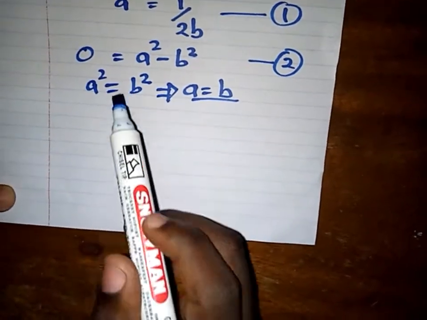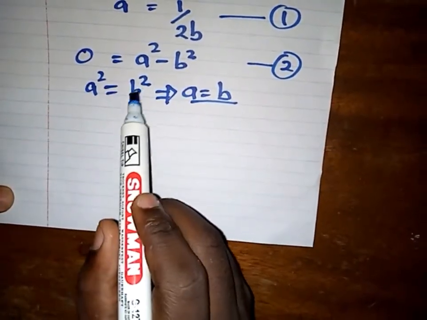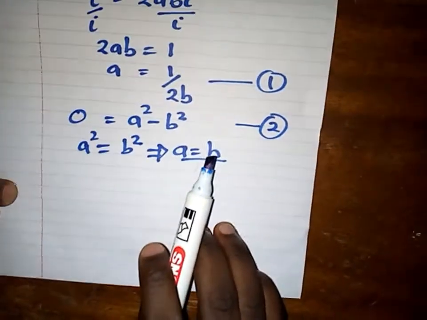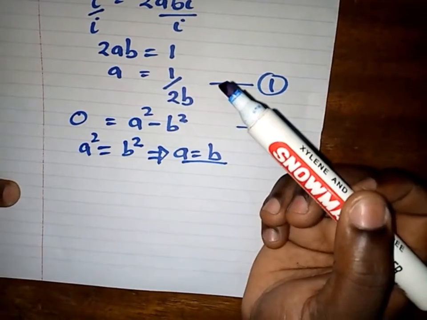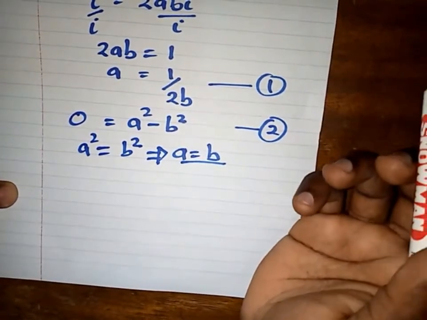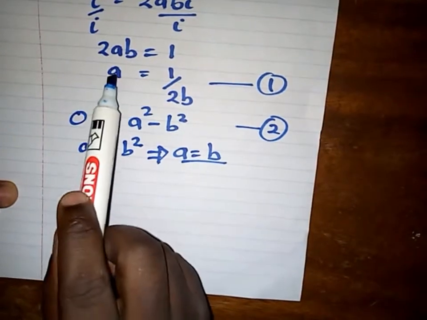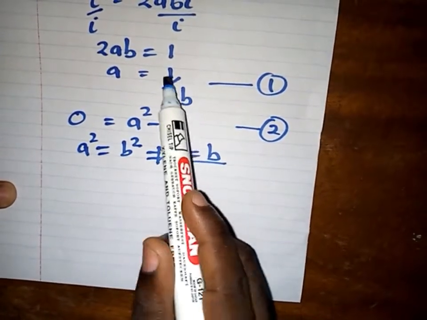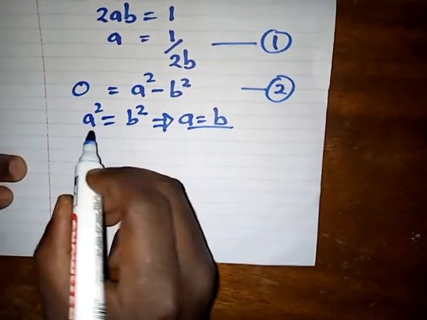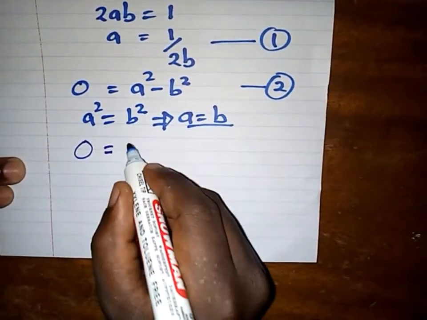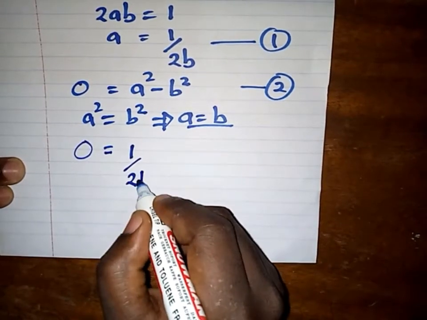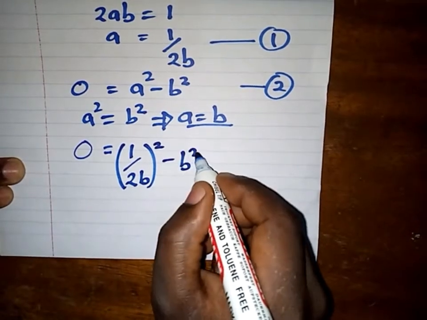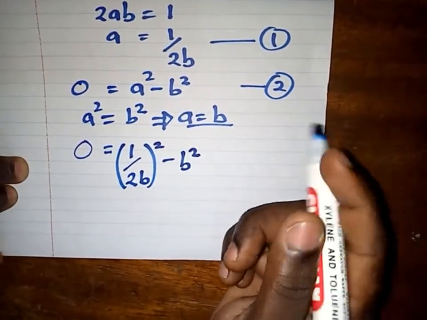So here, we are going to include the value of a. So right now, what we are going to do, we are going to put this value of a in this equation. But my a equals 1 out of 2b. So that means 0 is equal to (1 out of 2b) squared minus b squared.